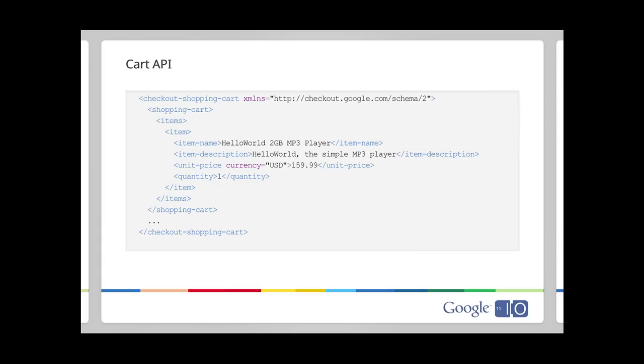There's a couple components of this cart. The first is the items. And for each item, the required tags are item name, name of the item, the description, the price of the item and currency, and the number of items being sold, the quantity of it.